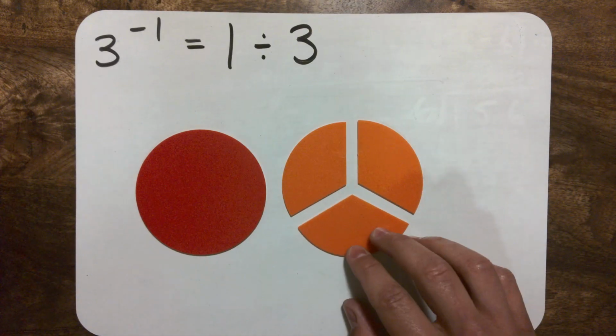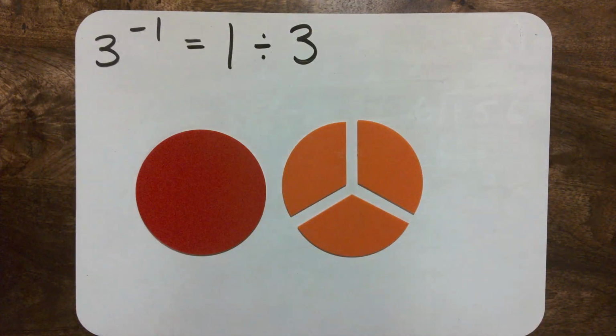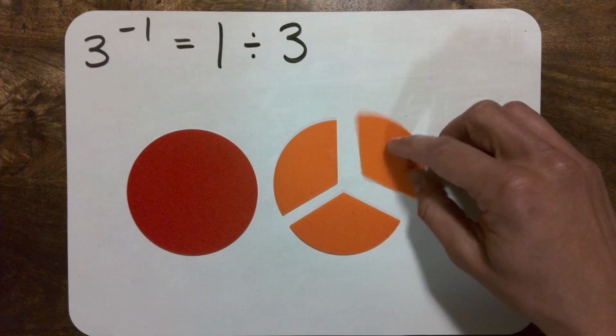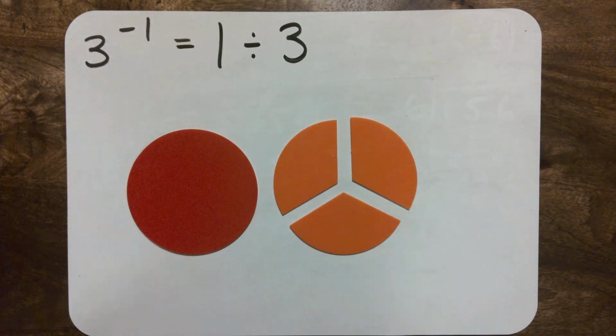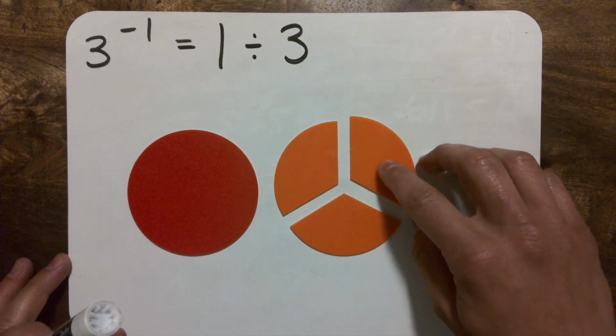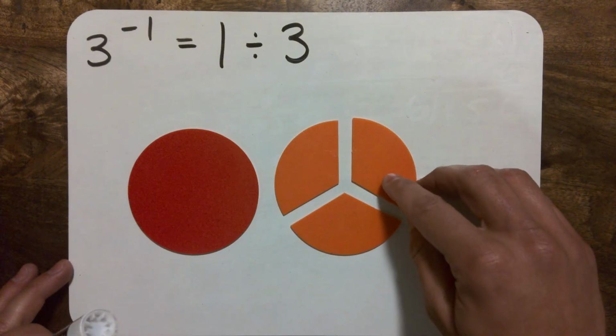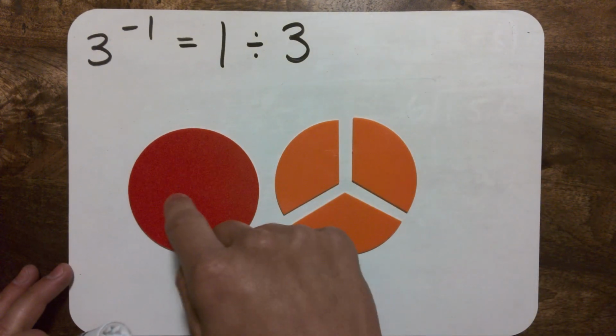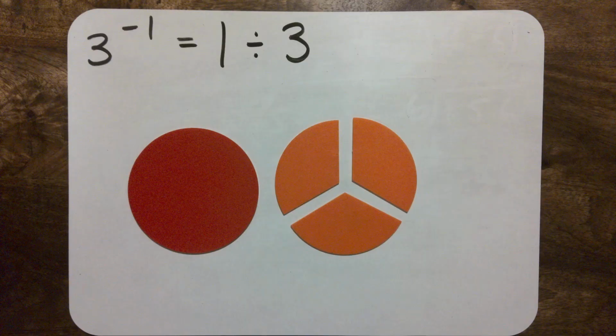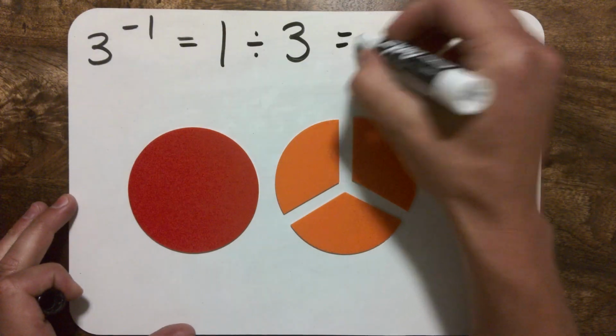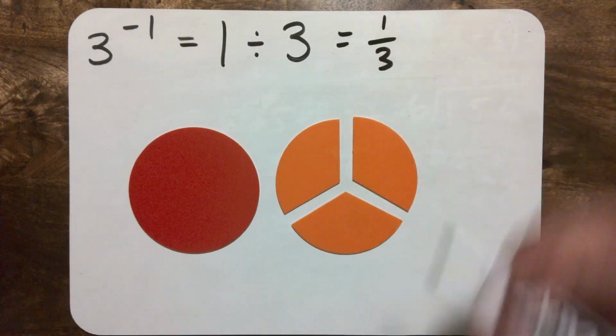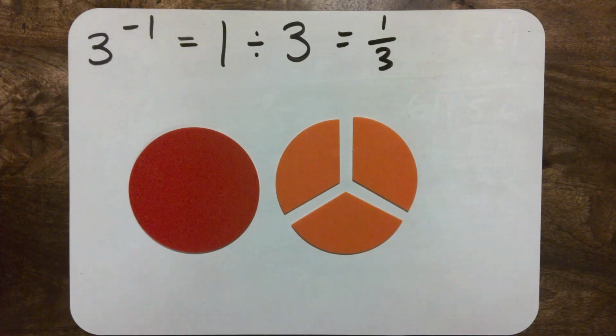So here I'm dividing, and I'm thinking of that as the number of groups, so dividing this into 3 groups. So then what is the size of one of these groups? One of these orange pieces is one of the 3 equal parts that would make up this whole 1. So one of these pieces is 1/3 of this original 1. Okay.